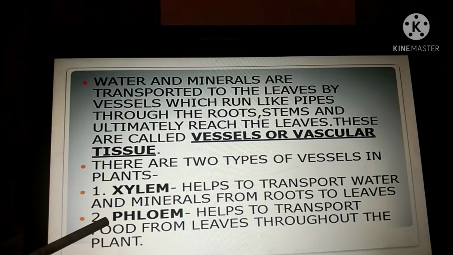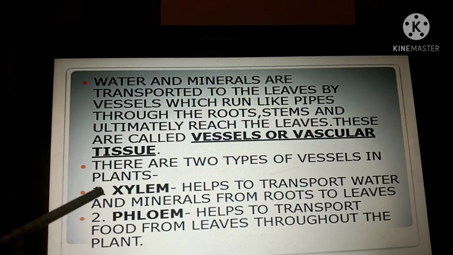Now phloem is another set of pipes, but these are different from xylem. What is the function of the phloem? The function of the phloem is to transport food from the leaves throughout the plant. So the transport of food from the leaf to the plant is done by another set of pipes. Those are called phloem, P-H-L-O-E-M. So this is xylem and this is phloem.